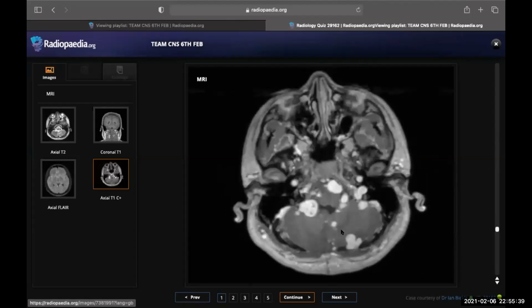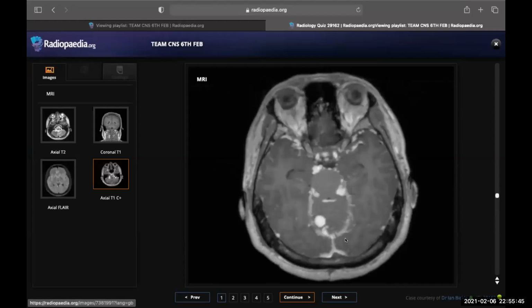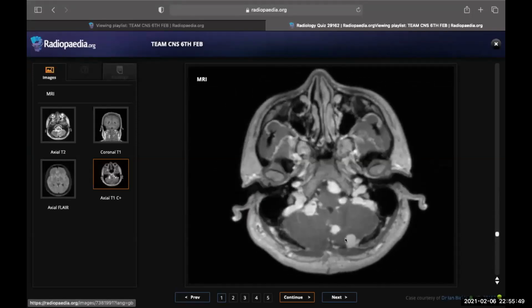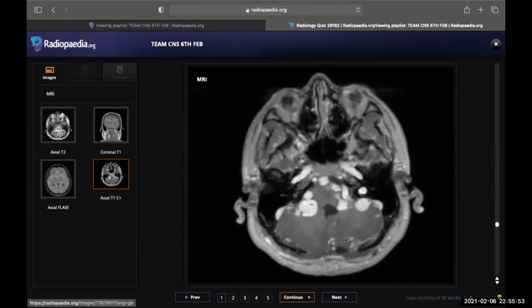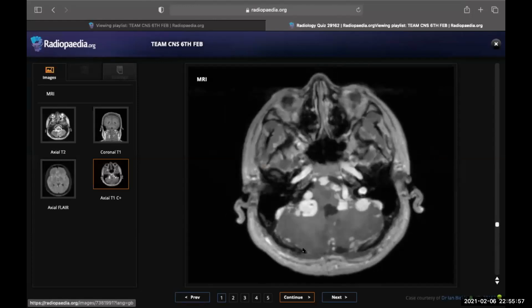If you would see these lesions in the posterior fossa, what would you be thinking of? Yeah, I would think about hemangioblastomas. Okay, what will you do next? Multiple hemangioblastomas. What will you do next? Yeah, so I would think about von Hippel-Lindau. I will do screening, ultrasound of the abdomen.